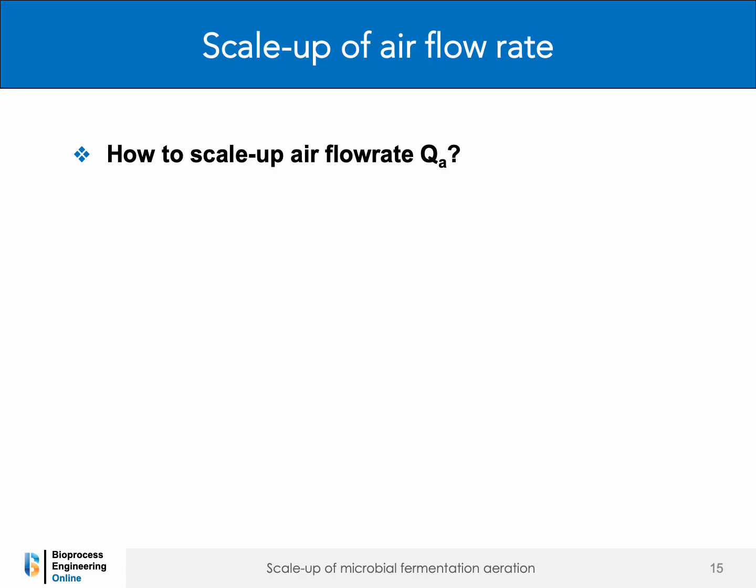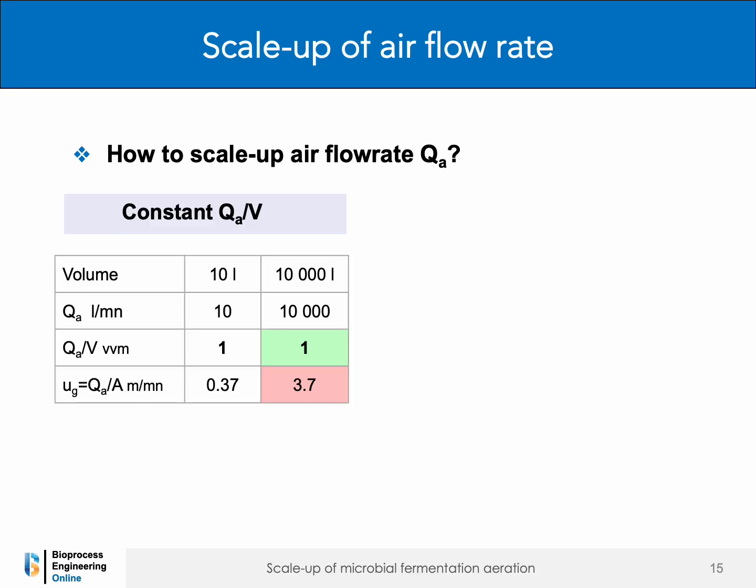There are two main strategies for scaling up the airflow rate in aerated fermenters. 1. Scaling with constant volumetric airflow rate. In this approach, the inlet airflow rate, QA, is increased in direct proportion to the fermenter working volume. For example, scaling up the fermenter volume by a factor of 1,000 requires a 1,000-fold increase in QA, which results in an approximately 10-fold increase in the gas superficial velocity, UG.